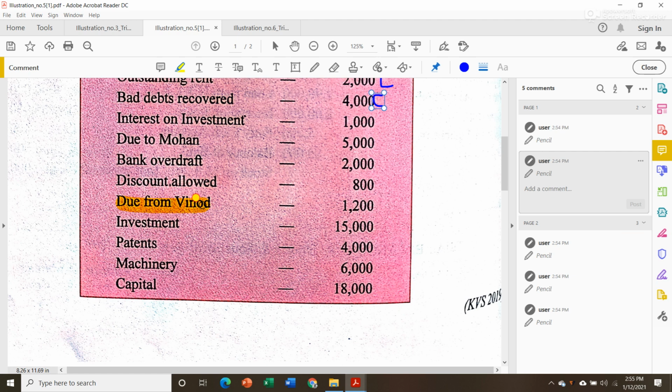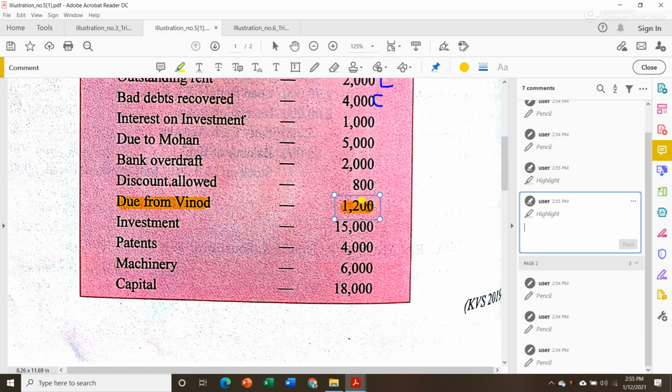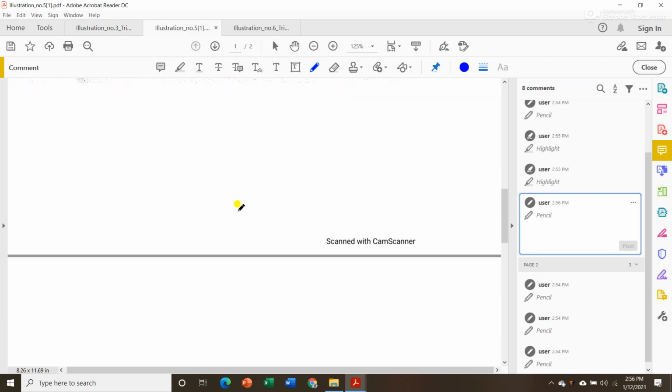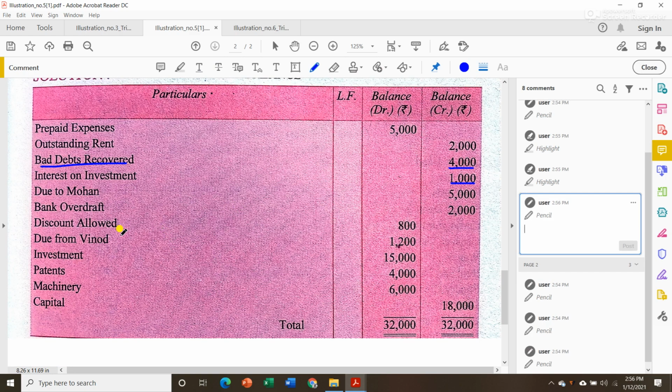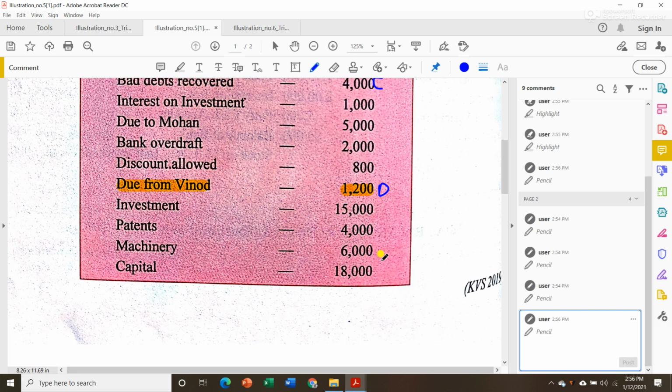Just see, due from Vinod means we are supposed to receive 1,200 from Vinod, that means he is our debtor, so it will come in the debit side. Okay, then investment means we have invested somewhere and it is treated as an expense. Okay, so it will come in the debit side.